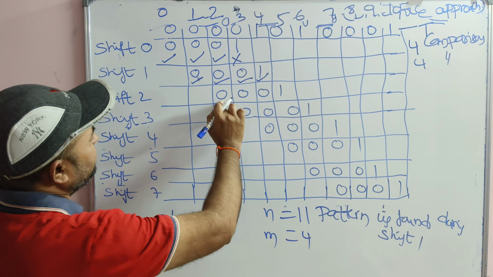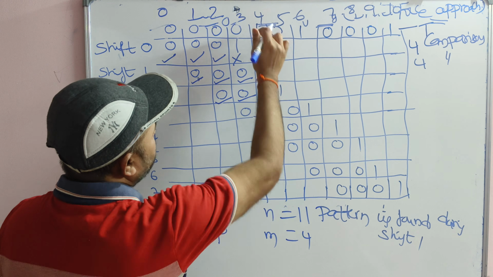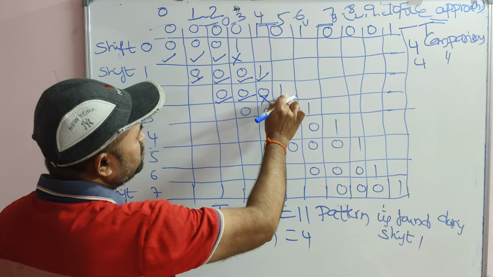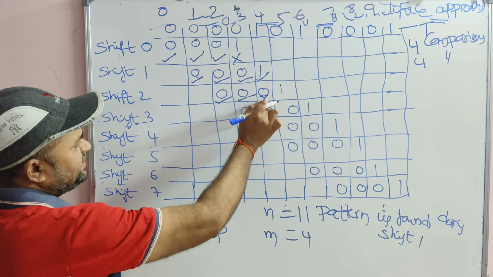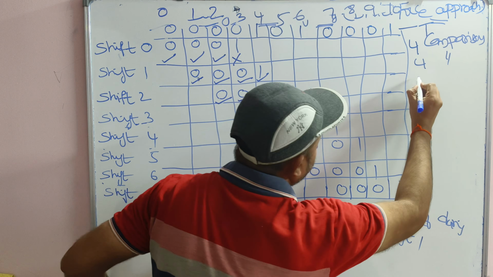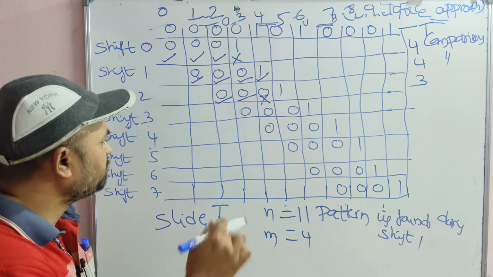Next, compare the characters. 0, 0, match. 0, 0, match. 0, 1, mismatch. So there is no need to compare the remaining character. Why? Because we have a mismatch at this character only. So totally we have 3 comparisons. Now shift the pattern one position to the right.